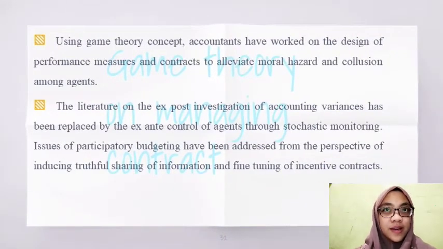Using game theory concepts, accountants have worked on the design of performance measures and contracts to alleviate moral hazards and collusion among agents. The literature on the ex-post investigation of accounting variances has been replaced by the ex-ante control of agents through stochastic monitoring. Issues of participatory budgeting have been addressed from the perspective of inducing thoughtful sharing of information and fine-tuning of incentive contracts.